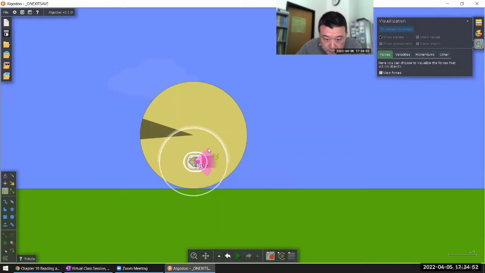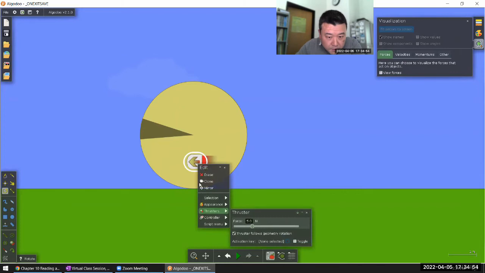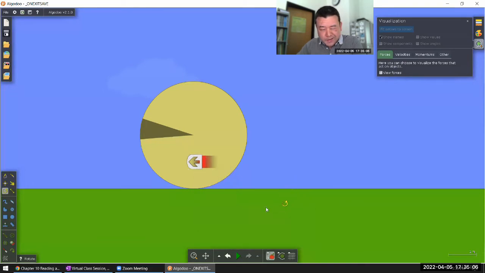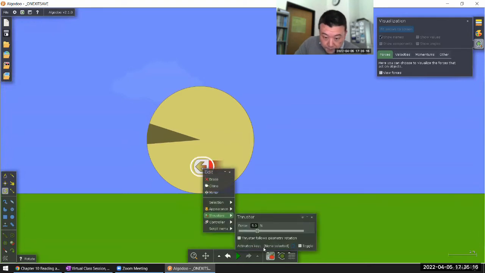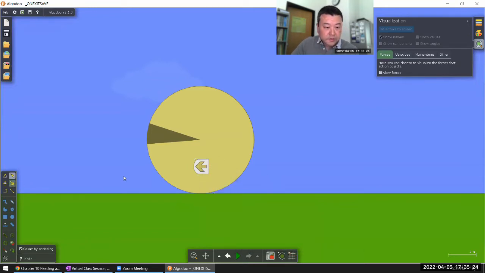rotate it. And with the thruster, I can set it properly so that it doesn't follow geometry rotation. It just gives only constant leftward force. I think 5 newton will be small enough. We'll see. So this is the question that I have posed to the class. If I turn this thruster on, which way will this wheel rotate?